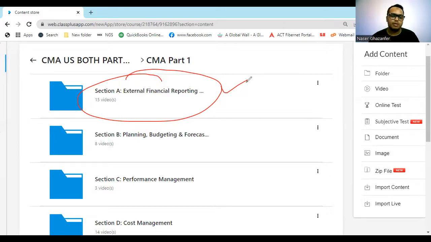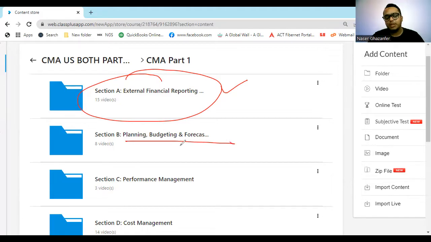Basically you're going to run through your assets, liabilities, treatment of accounting, treatment of the assets, liabilities, accrued income, deferred liabilities. Everything related to accounting is going to be in here. So it's more of a practical type of section with a little bit of theory also in it. Then you have planning, budgeting, and forecasting.